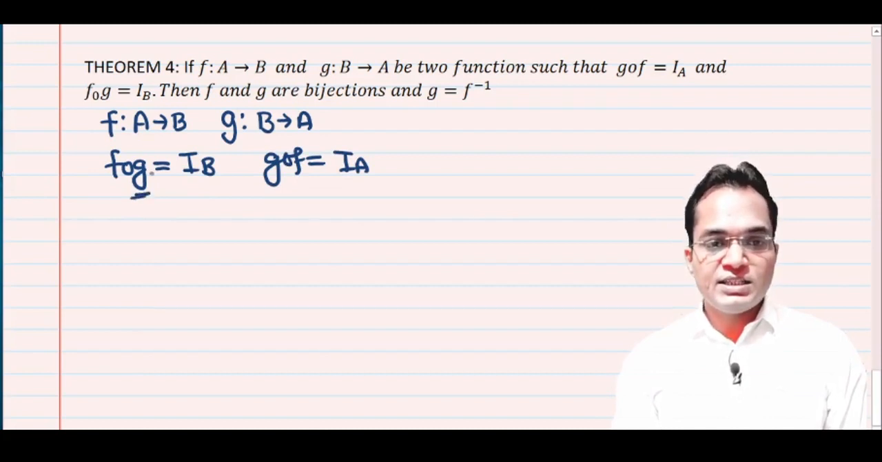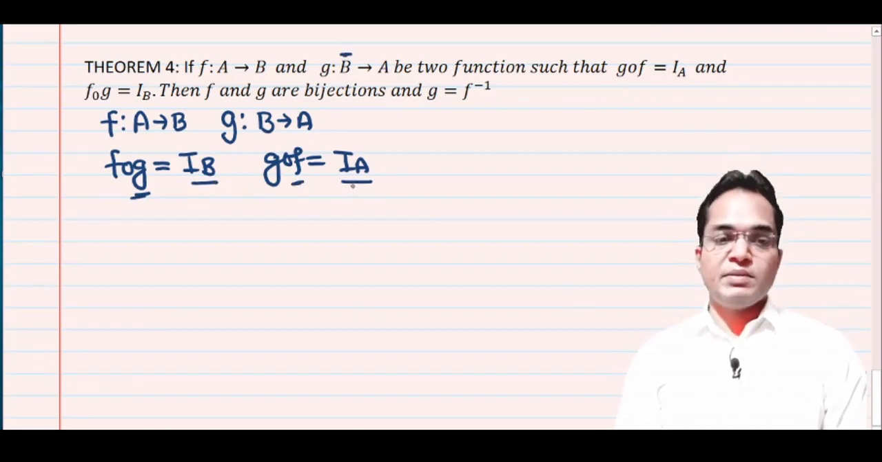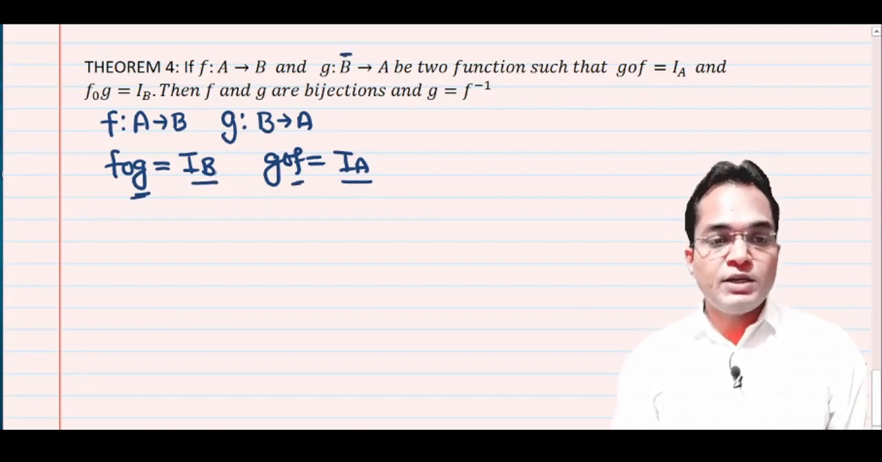Here is g, and what is the domain of g? It is B, so it is the identity function of set B, and here is f, that's why it is the identity function of set A. Just remember it. Okay, then how can we prove that f and g are bijective functions?